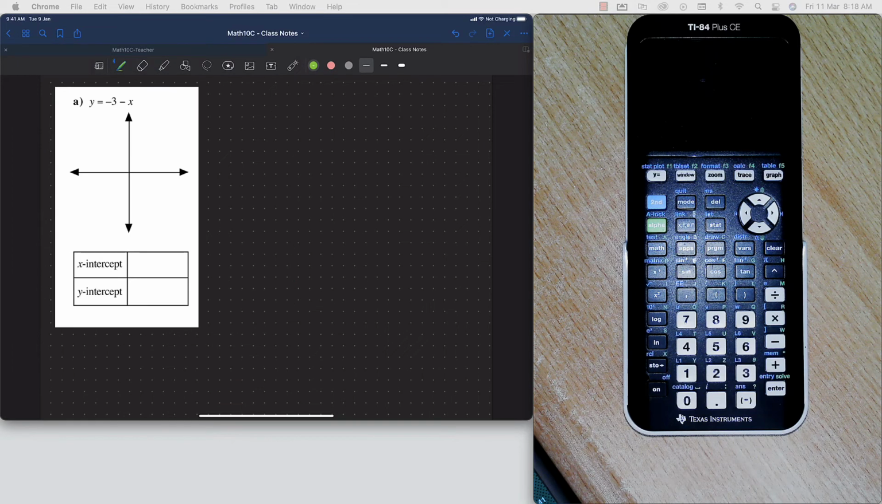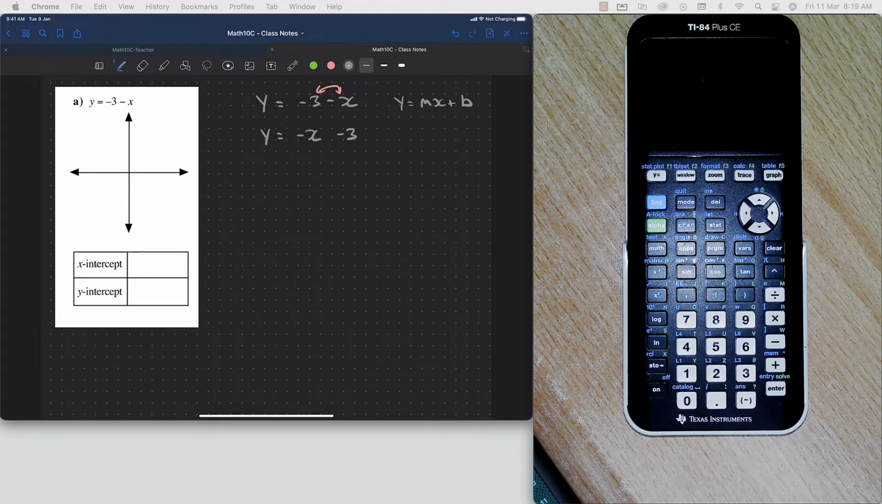All right, everyone, let's take a look at this question. It's number 6a, and basically they're asking us to graph this function, which happens to be y equals negative 3 minus x, but we want to put that in the form of y equals mx plus b. So we just need to take these two numbers and flip them around. So this would be better written as y equals negative x minus 3.